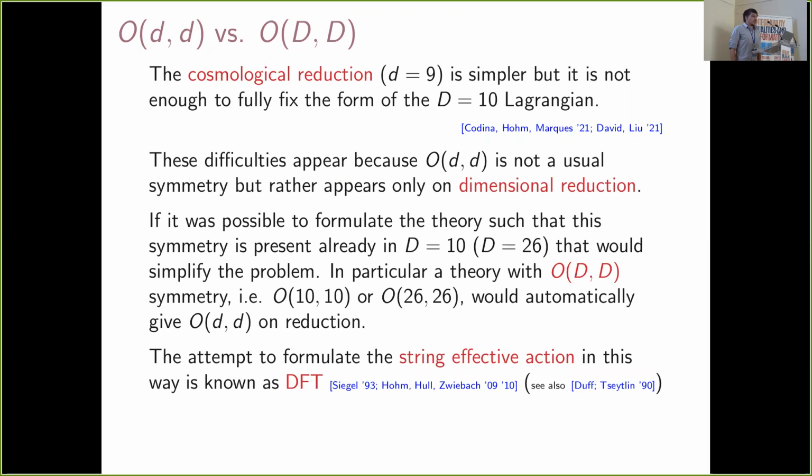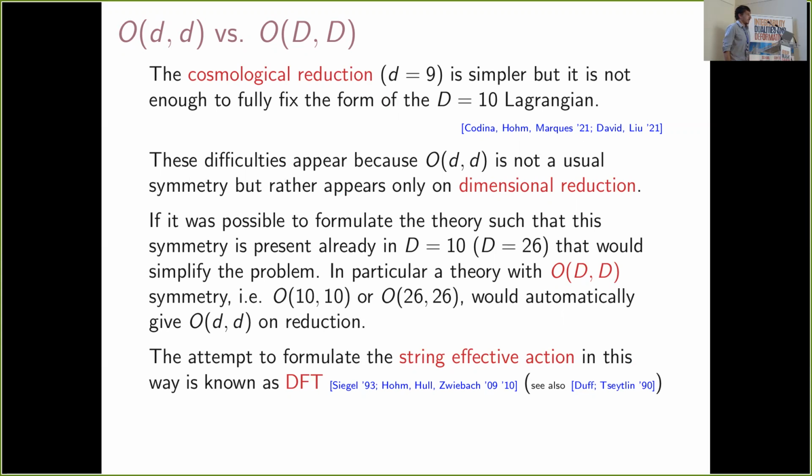Okay, and the other possibility, which we heard a lot about this morning, is to do a cosmological reduction where you reduce on 9 dimensions. So you end up with the fields just depending on time. There it's much simpler because it's simple to deal with the theory where the fields depend only on time. But you don't have enough terms to fully fix the form of the 10-dimensional Lagrangian. But this was studied recently, actually, in 2 papers, one by Hohm and Codina and another paper by David and Liu that appeared a couple of weeks ago.